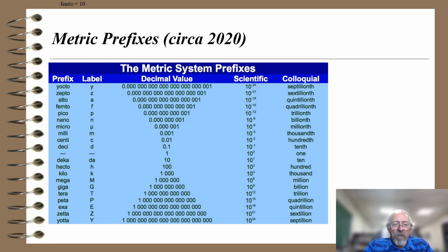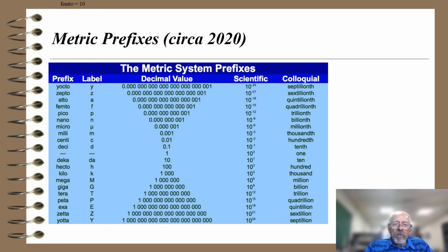Tera is a trillion. We tend to use that now, terabytes of memory. Peta is 10 to the 15th or a quadrillion. Exa is 10 to the 18th. Zetta, 10 to the 21st. And yotta, 10 to the 24th or a septillion.